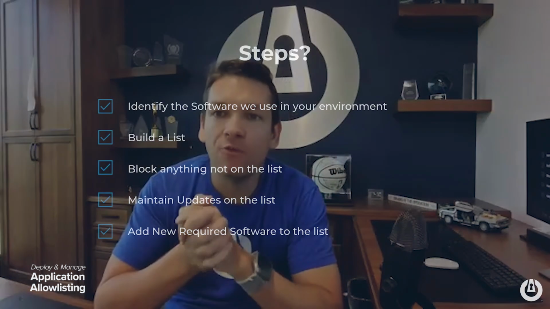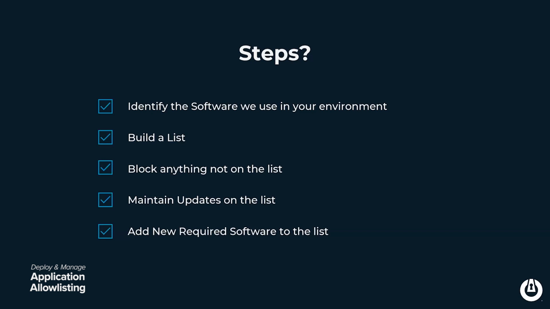Yay. Let's simplify this. First step to make an allowlisting solution effective: identify what's running in your environment. Whatever software you have in your environment, identify it. If you don't know what you're running, you can't create an allow list. So step one. Step two is build a list of the files required to run that software. Now, that's the scariest part.